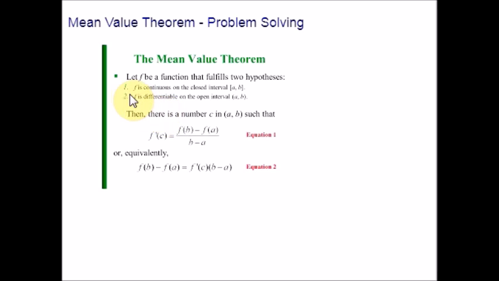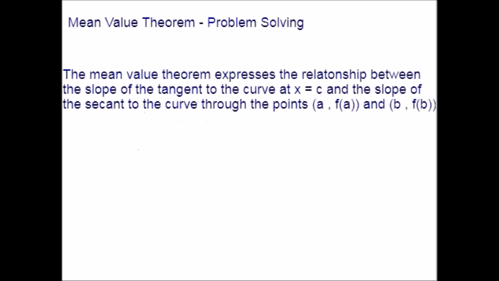The statement says, let f be a function that fulfills two hypotheses. f is continuous on the closed interval [a, b] and f is differentiable on the open interval (a, b). And this is the formula for the mean value theorem: the first derivative of the function f(x), f'(c), is equal to (f(b) minus f(a)) over (b minus a). Or equivalently you can say this, which is just the cross multiplication of the formula. Both are applicable for the mean value theorem. Both are the same actually.